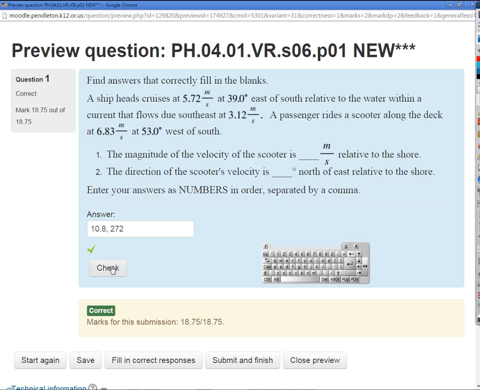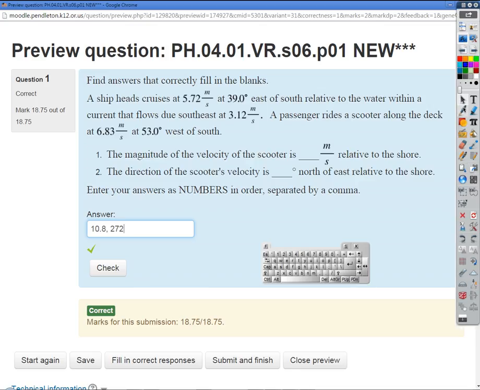But 272 works, but the question was, what if you went backward? I could also do this, watch. What other number could I put in there? How far is it north of east? Well, it's negative 88 degrees north of east, because that's going backwards from north of east, right?